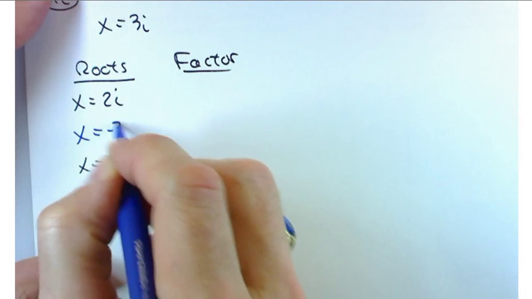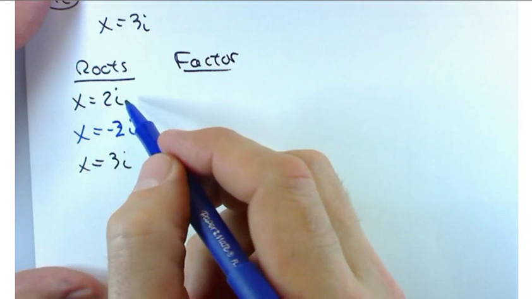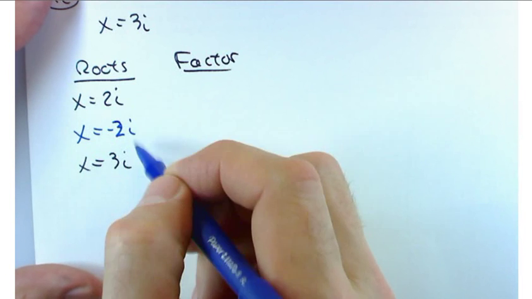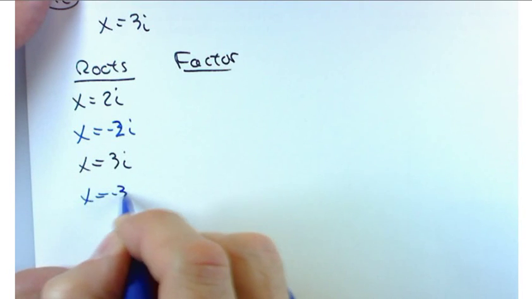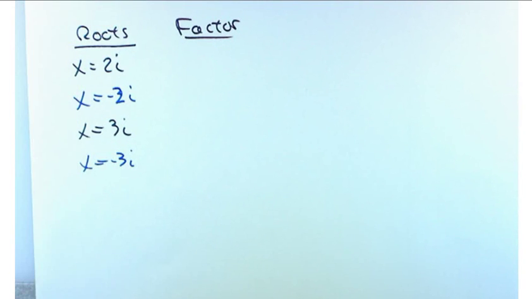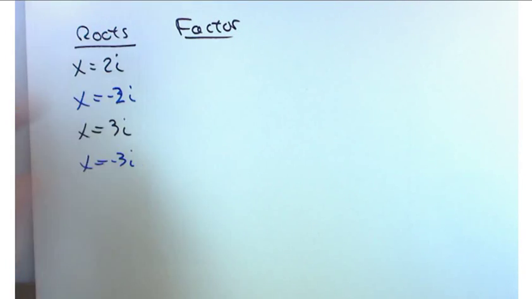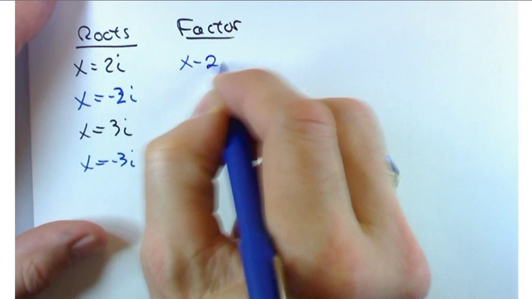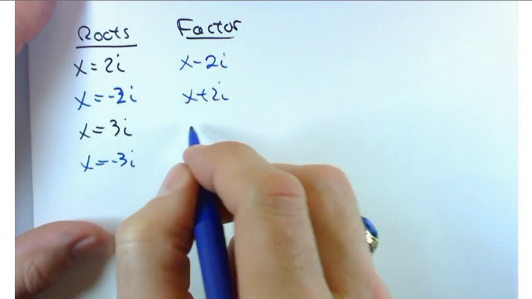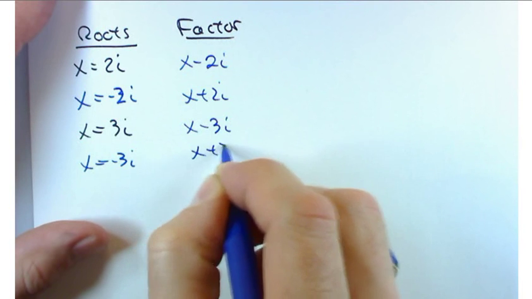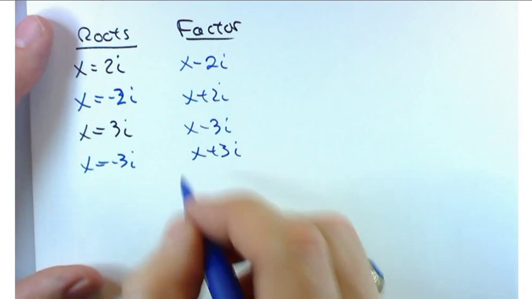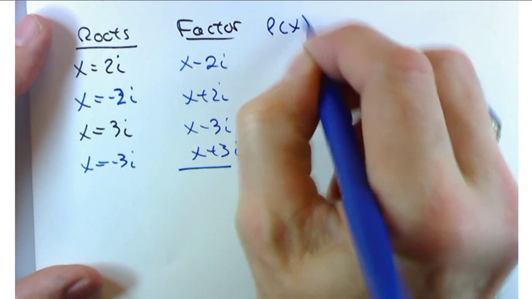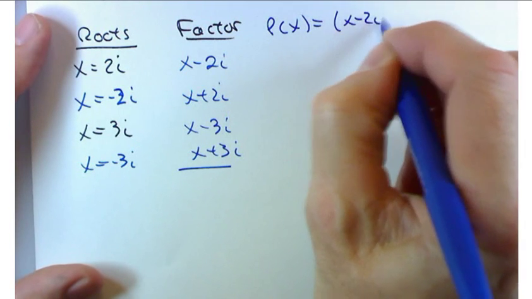Good. We get a couple bonus roots. From the complex conjugate root theorem, we get minus 2i and minus 3i as roots as well. So these come from our conjugate root theorem. What are the corresponding factors? x minus 2i, x plus 2i. Good. So these are all our factors. Let's create the polynomial by multiplying together all these factors.